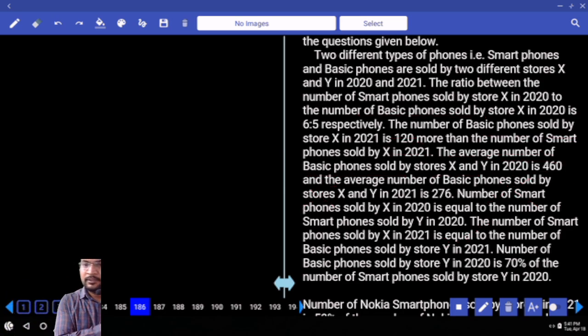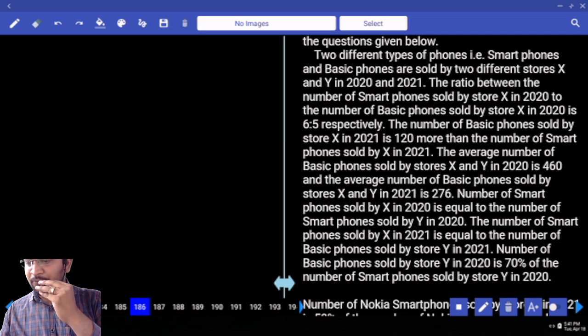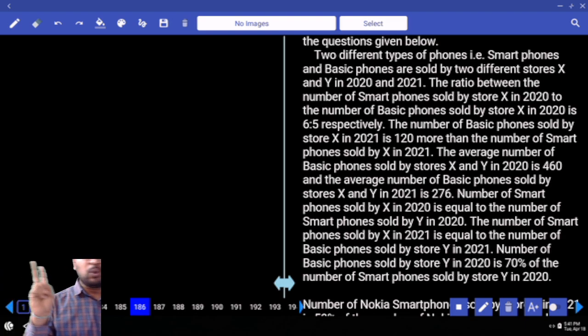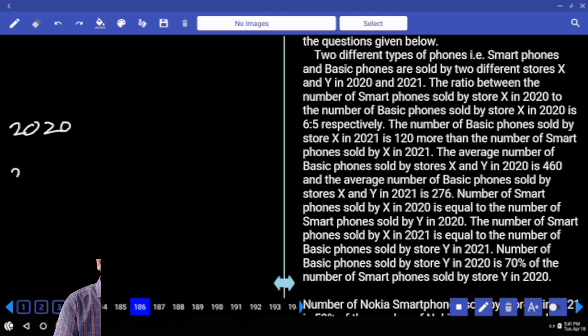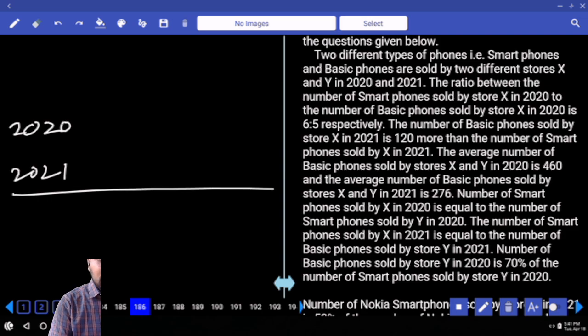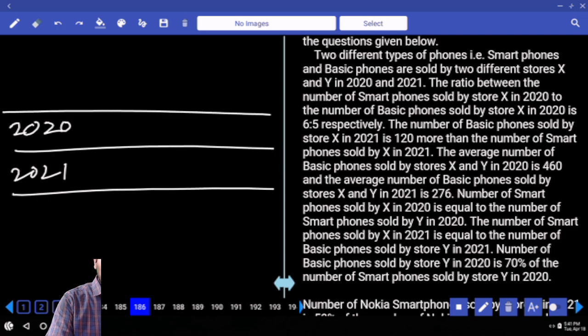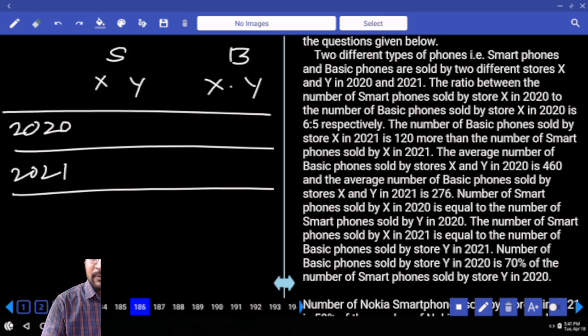Are you ready? Two different types of phones, smartphones and basic phones, are sold by two different stores, X and Y, in 2020 and 2021. By using this statement, two different types of phones are there in two years, 2020 and 2021. One is smartphone, another one is basic phone. Smartphone is sold by X and Y. Basic phone is also sold by X and Y.